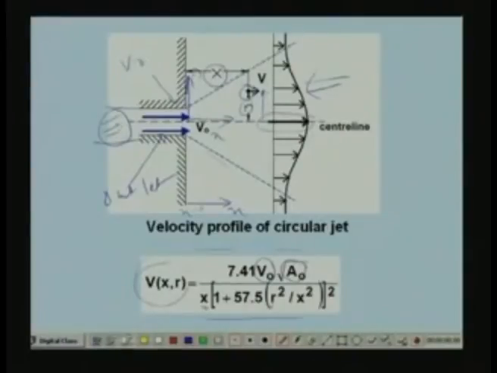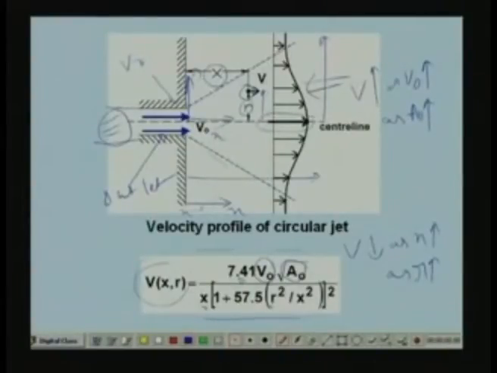Okay, so from this equation it is very clear that for a given V naught and A naught, V reduces as x increases, as r increases. So obviously as you move away from the outlet, the velocity reduces. Similarly, as you move away from the center line, again the velocity reduces. And at a given x and r, you can see that the velocity increases as supply air velocity V naught increases and as the area of the supply air outlet A naught increases. Okay, so all these things can be deduced from this equation.